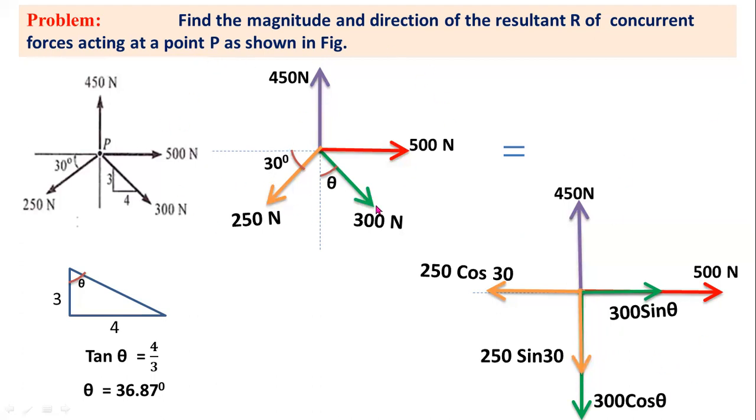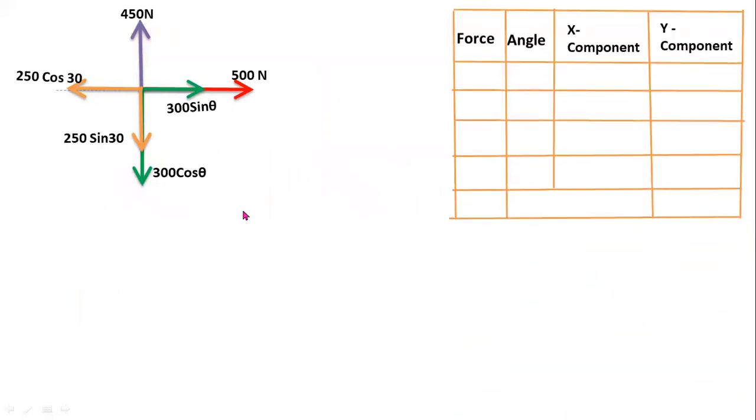Now I converted these four forces into horizontal and vertical forces. Now you have to add all horizontal forces and all vertical forces. Here you can observe the 500 newtons force lies on the x axis, so this value is plus 500, and there is no y component, so the y component is zero. In a similar way, the 450 newtons force lies on the y axis, so the x component is zero and the y value is plus 450. For upward actions you consider plus, and for downward forces you consider a negative sign.